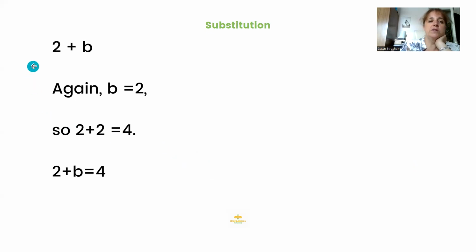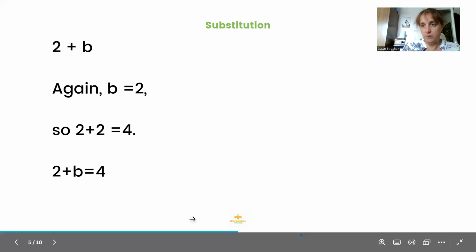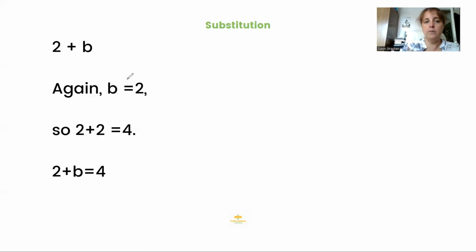Let's have a look at another example. This time we've got 2 plus B. Once again, we know that from the very beginning, B equals 2. So we can swap that B for a 2, which gives us 2 plus 2, which gives us 4. So 2 plus B equals 4.